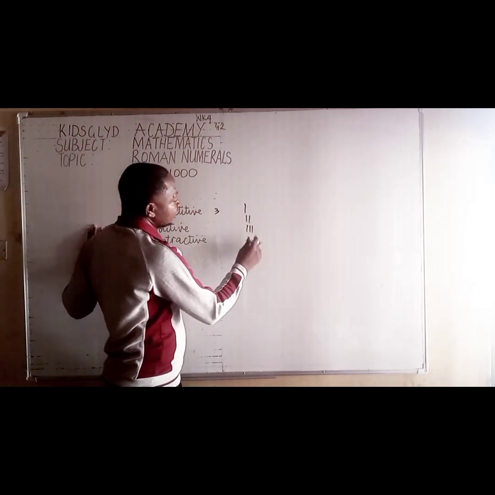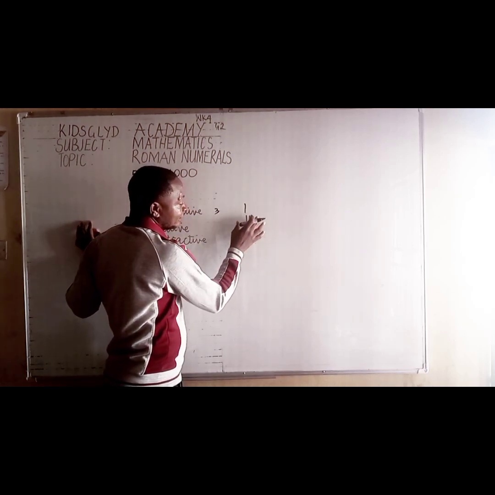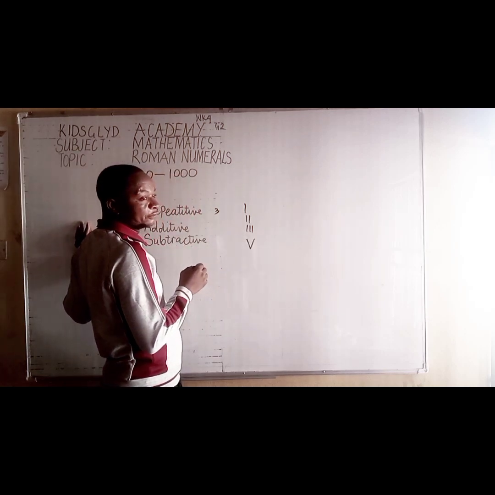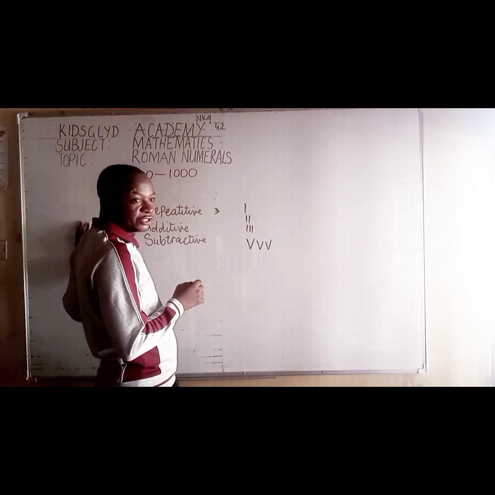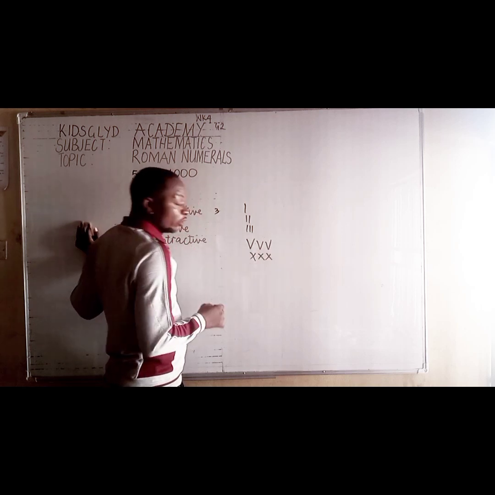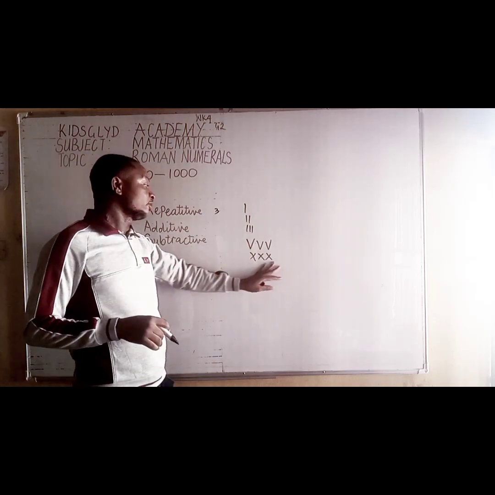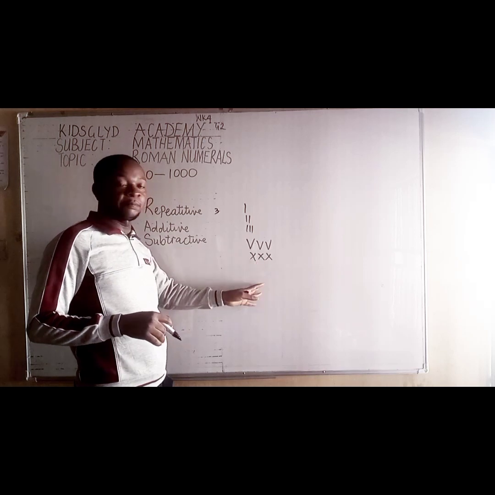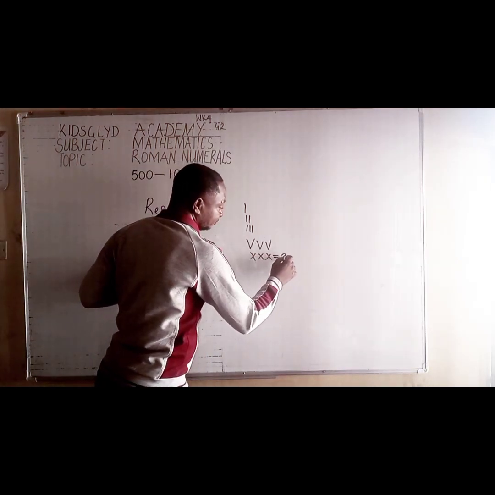Even if it is X, because we know that I repeats itself twice and thrice. The next one we have is V, which is 5. Even V cannot repeat itself more than 3 times. The next one is X, and even X cannot repeat itself more than 3 times. This is what the repetitive rule says. We all know that X is for 10. Then X, that's 10 plus 10 plus 10 gives us 30.